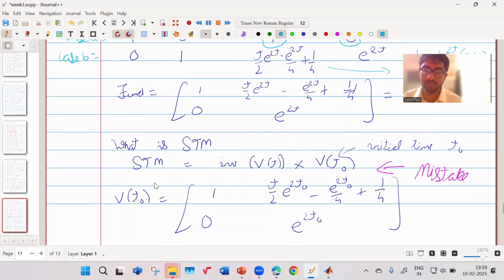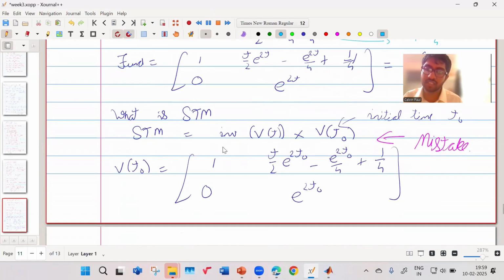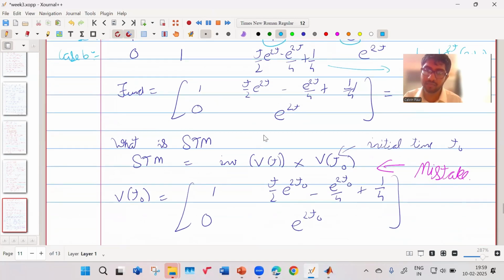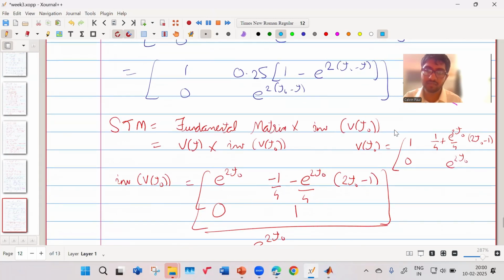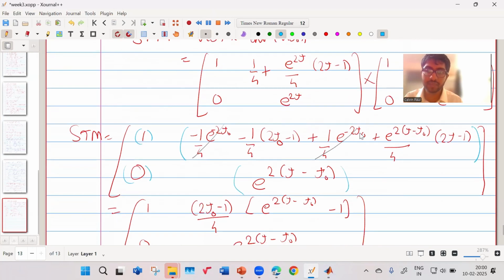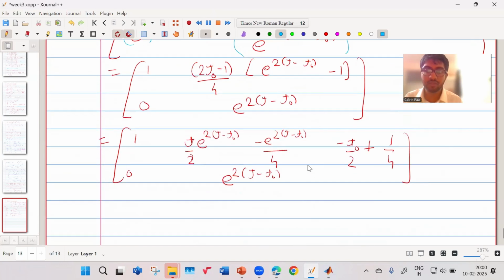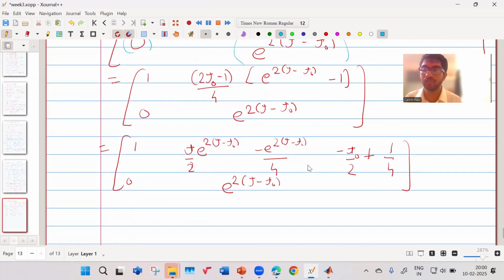Then we found the state transition matrix. This was the mistake which I made, and then I corrected it using this: it's actually the fundamental matrix times the inverse of V of t0. That was again computed, this expression was found, and it was verified in MATLAB.